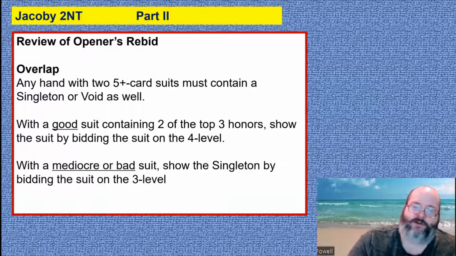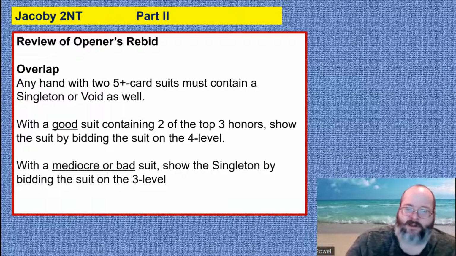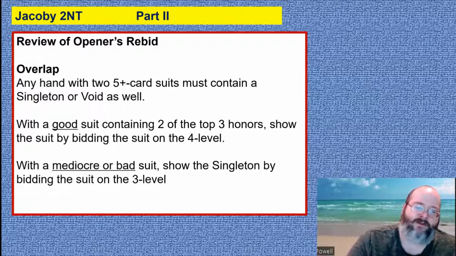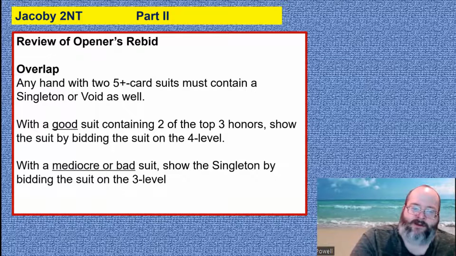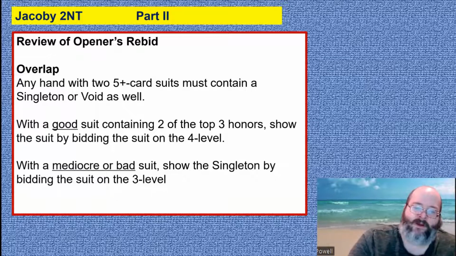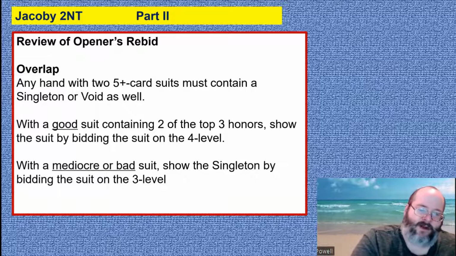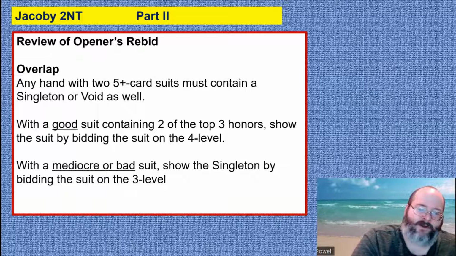How do we choose between showing the shortness, which we know we have, or the 5-card suit? The way you distinguish between the 2 types of hands is when your suit is good. When your suit contains 2 of the top 3 honors, show the suit by bidding on the 4 level. With a suit that's not quite so good, or even a bad suit, show the shortness. Show the singleton or void by bidding the new suit on the 3 level.